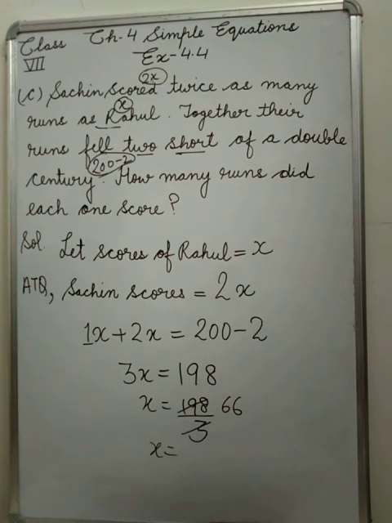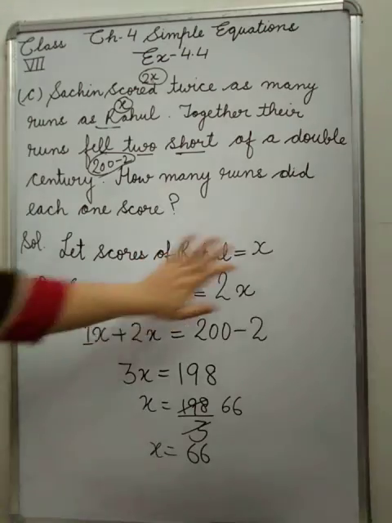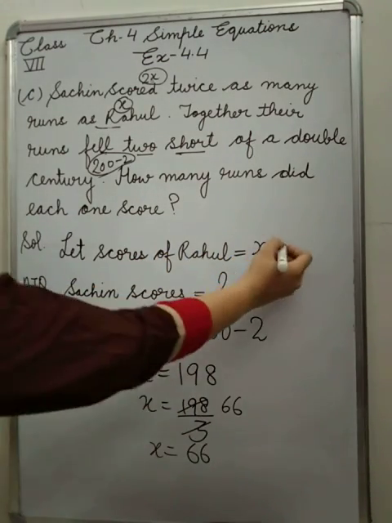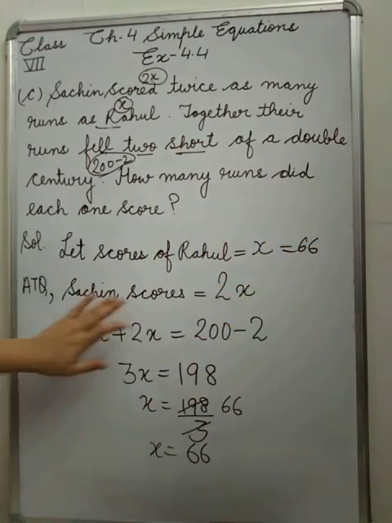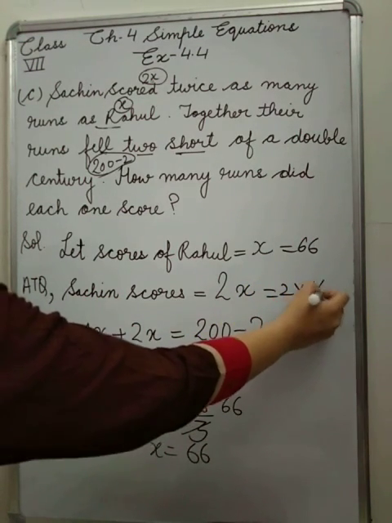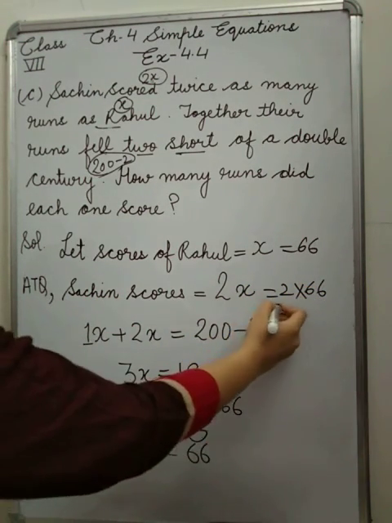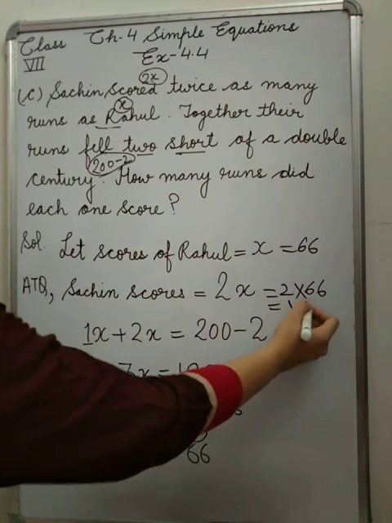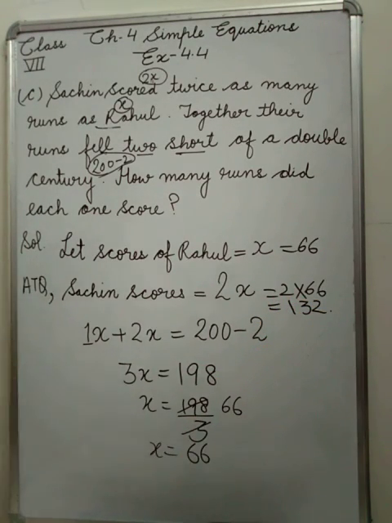That means the score of Rahul, x, is 66. And then what is the score of Sachin? That is 2 into 66, because the value of x is 66. That means you get 132. This is question number 2 complete.